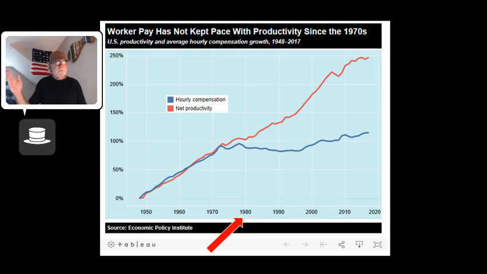Productivity continues to rise, and compensation is flat. So the growing gap between productivity and compensation means a massive level of profit in the hands of corporations and less compensation for the workers who, from a Marxist perspective, okay, are responsible for the profit.